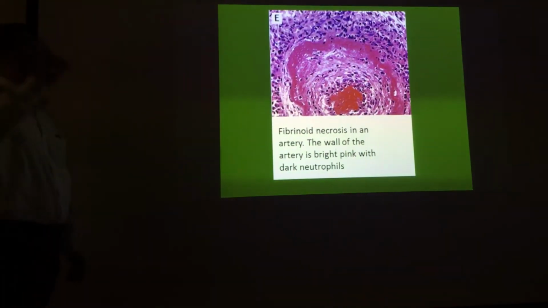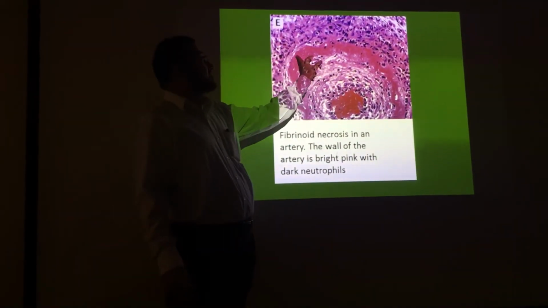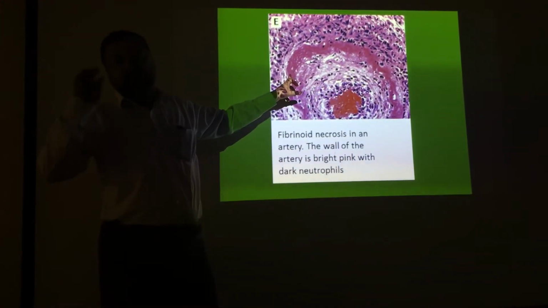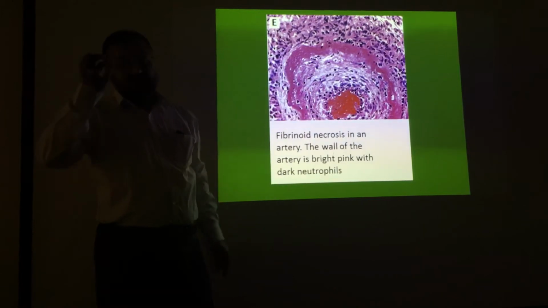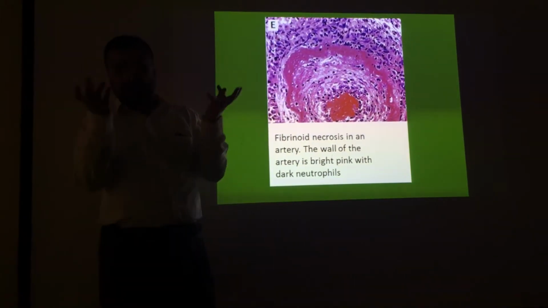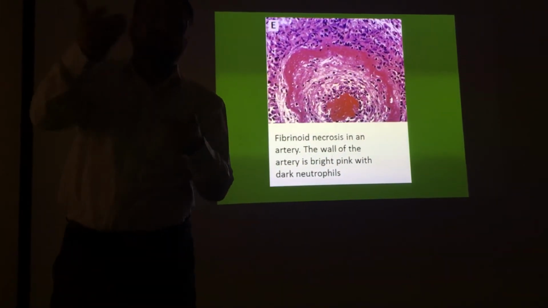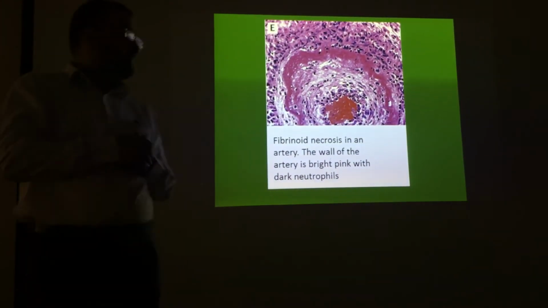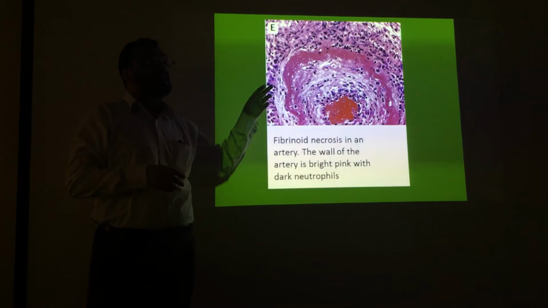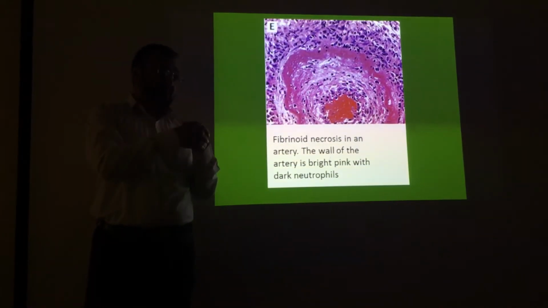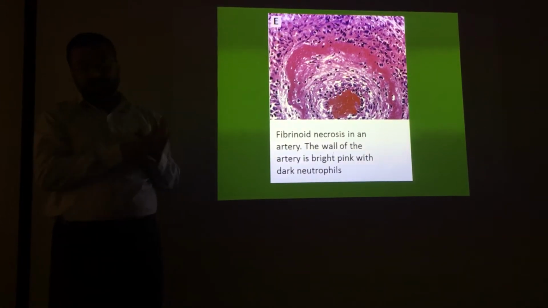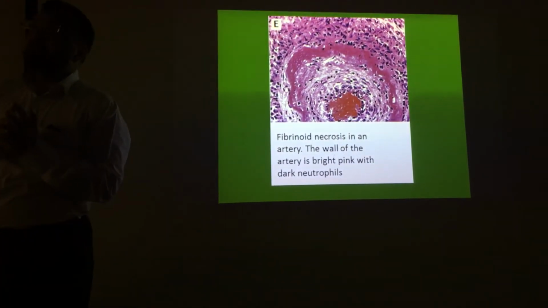This is another, fifth type of necrosis. So in the vessel, this is pink. Pink is like fibrin. Fibrin is a protein in the body, so it gives the color of fibrin. So we call it fibrinoid necrosis. Fibrinoid necrosis is usually because of antigen antibody reactions, antigen antibody complexes, usually in the vessel. So this is the fifth type of necrosis.